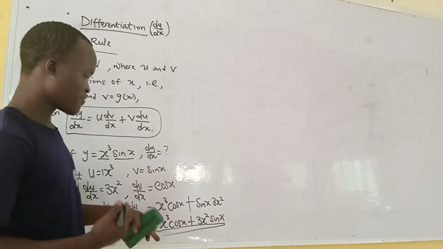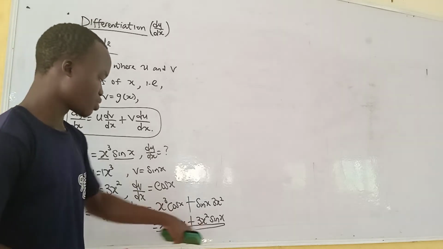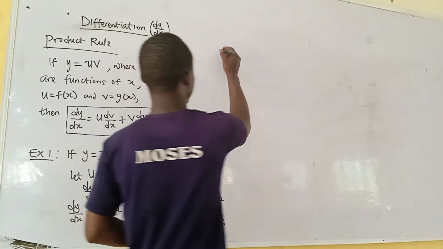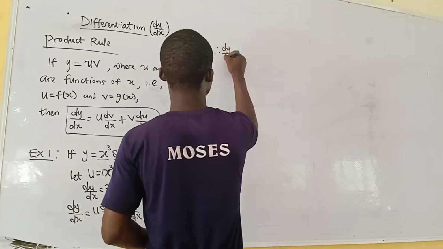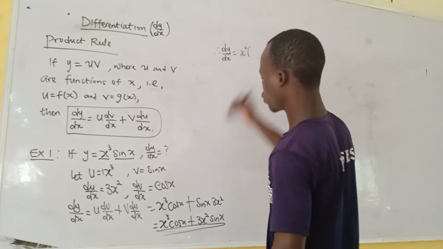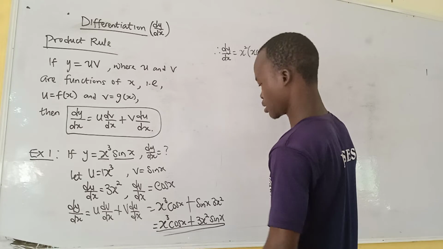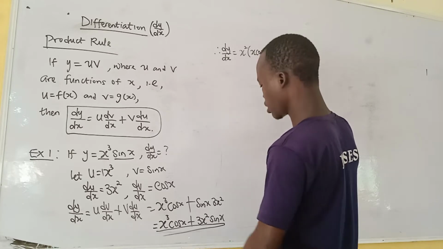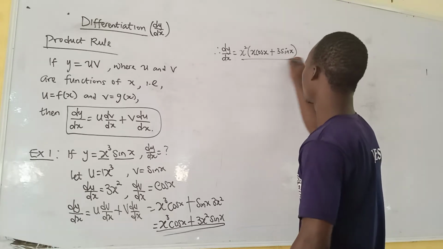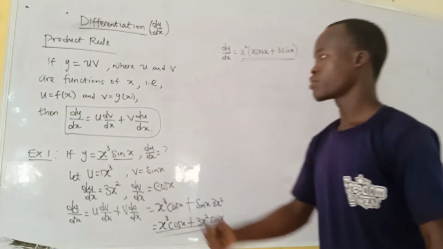But we can simplify further, right? Simplifying further, what is common to both terms? x squared is common. We can bring out x squared. And we have that therefore dy dx, well, bring out x squared. You have only one x remaining here: x cos x plus 3 sine x. And this is our answer for the dy dx of this function.